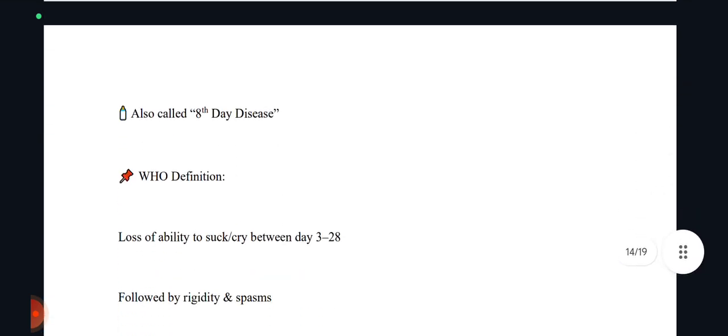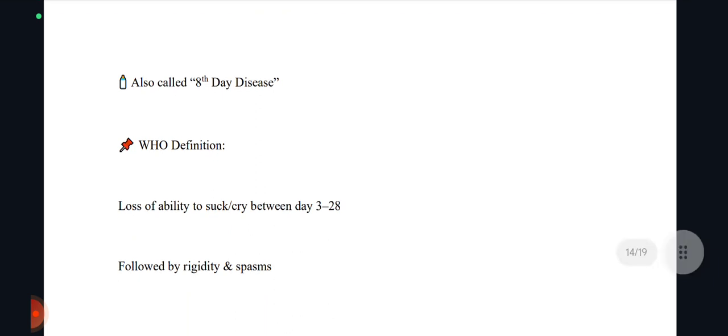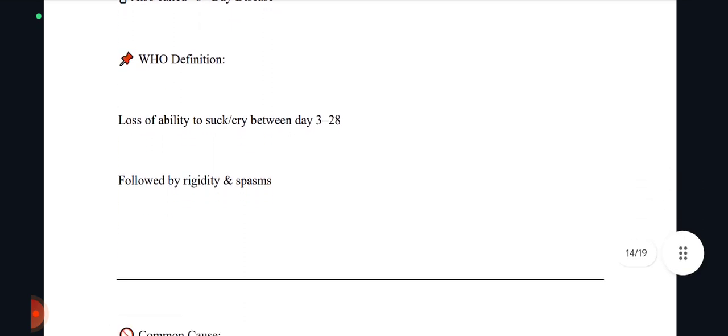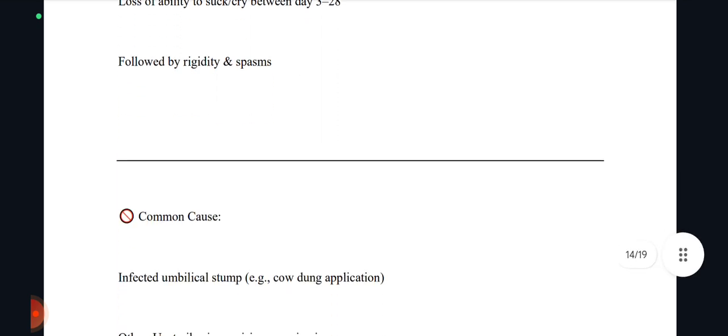Now, prevention of neonatal tetanus. Neonatal tetanus is also called 8th day disease because it arrives after a week of delivery. What's the WHO definition? It's the loss of ability to suck or cry between day 3 to 28. It is followed by rigidity and spasms.